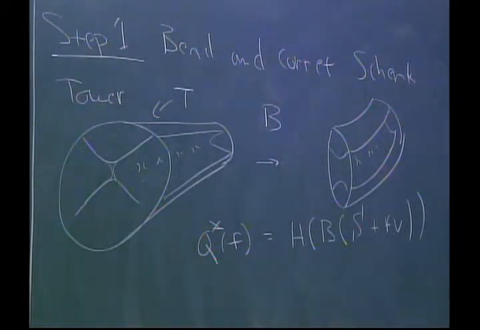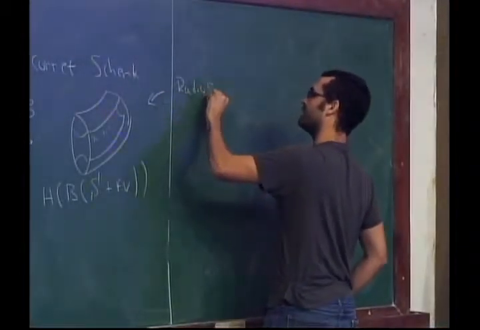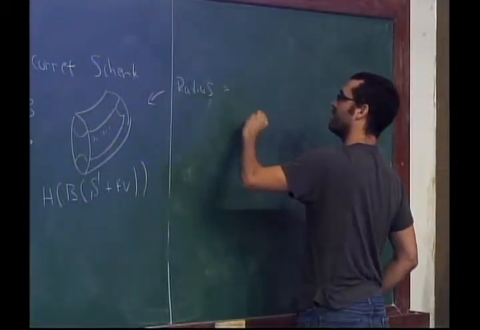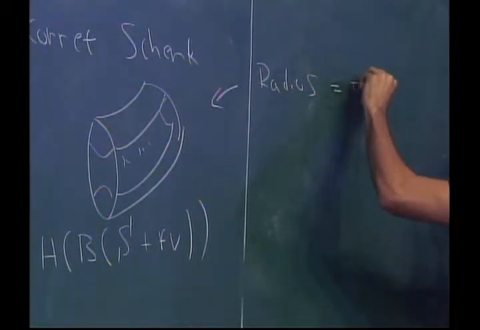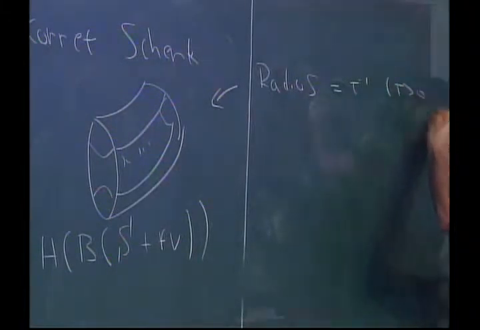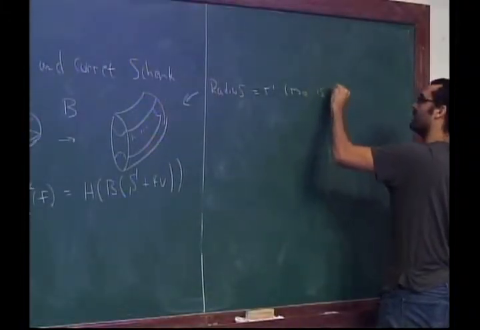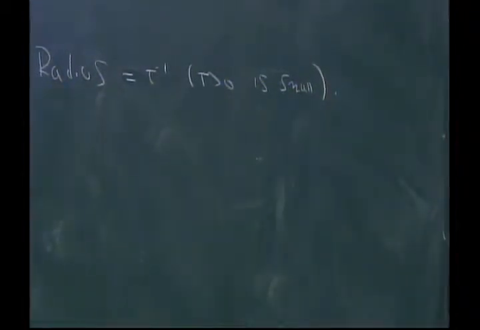It's nothing fancy, but the point here is, maybe I should say that I want the radius of this circle that we're bending around to be equal to τ⁻¹, where τ greater than 0 is small. Right, okay. So this is the setup.